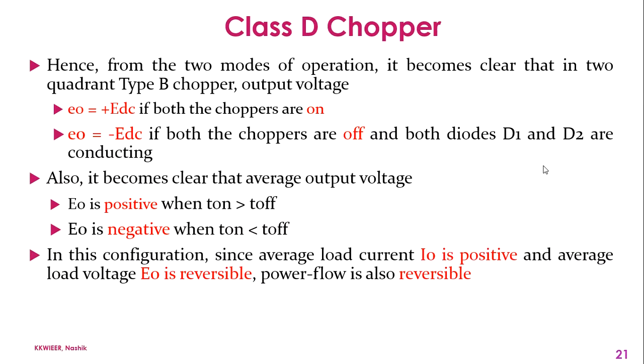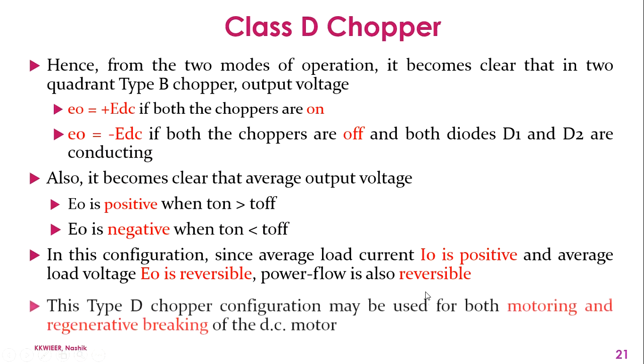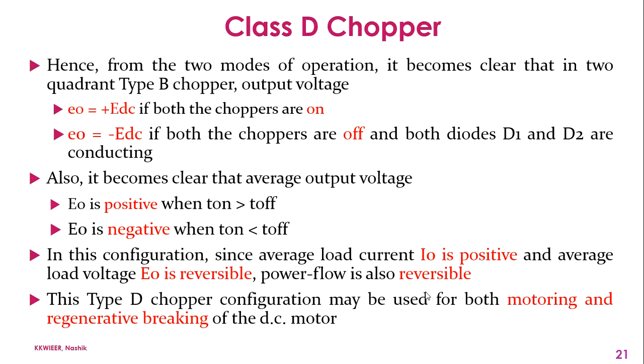In this configuration, since the average load current I0 is positive and average load voltage E0 is reversible, the combination of E0 into I0, that is voltage into current, which is equal to power, one of them is reversible, so power flow will be reversible. This type D chopper configuration may be used for both motoring as well as regenerative braking of a DC motor. So this is all about the choppers.